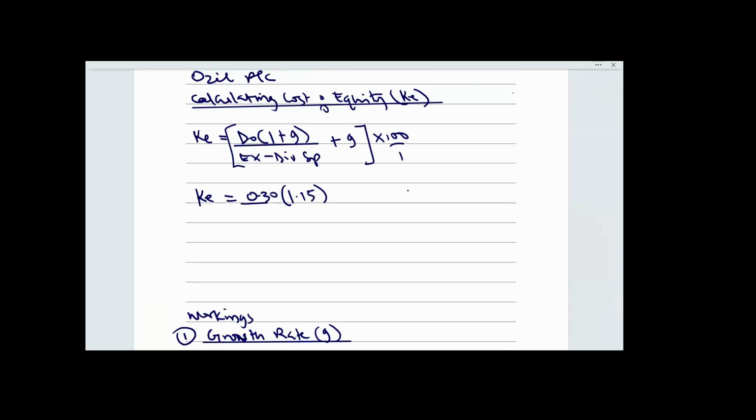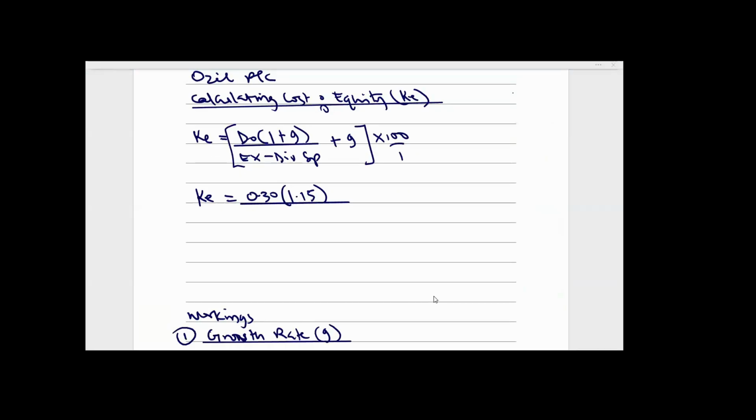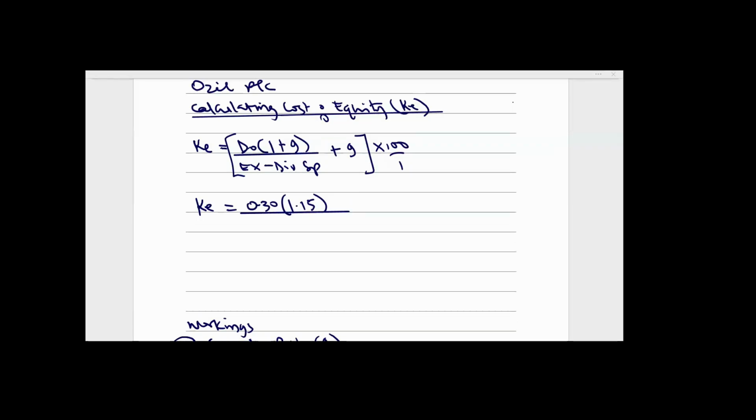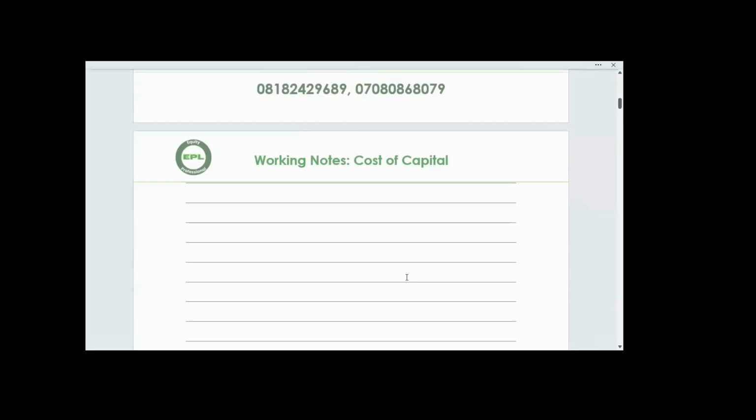Then divided by Ex-div share price. According to the question, we are told that the current dividend of 30 kobo is about to be paid, which means that the share price of 1 naira 40 kobo is cum-div, and we cannot use cum-div to calculate cost of equity. So let's go and calculate Ex-div share price. Working number 2, ex-dividend share price.